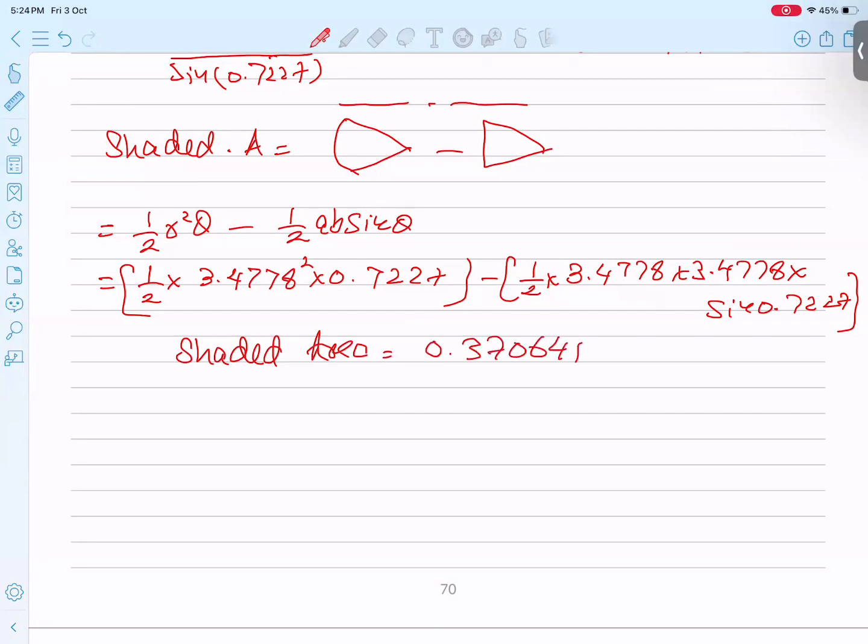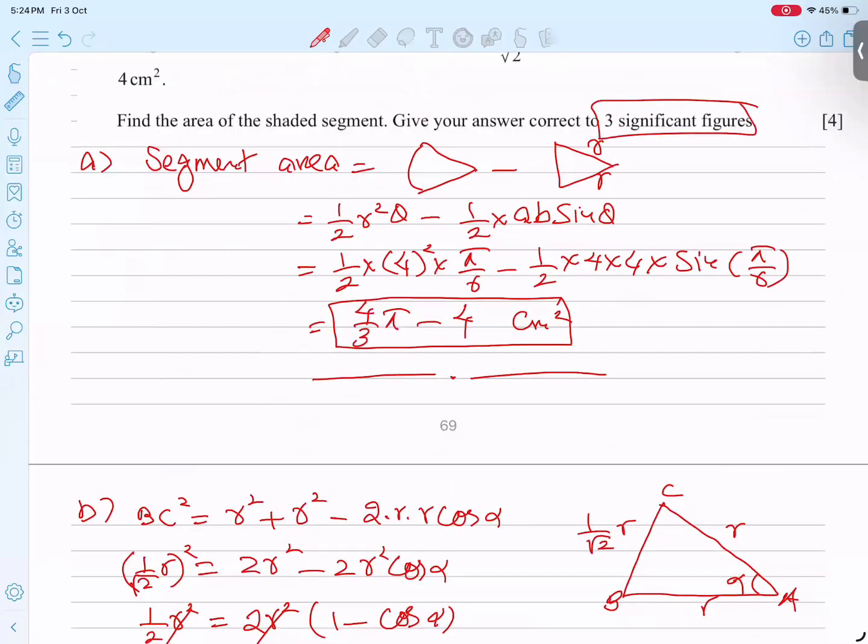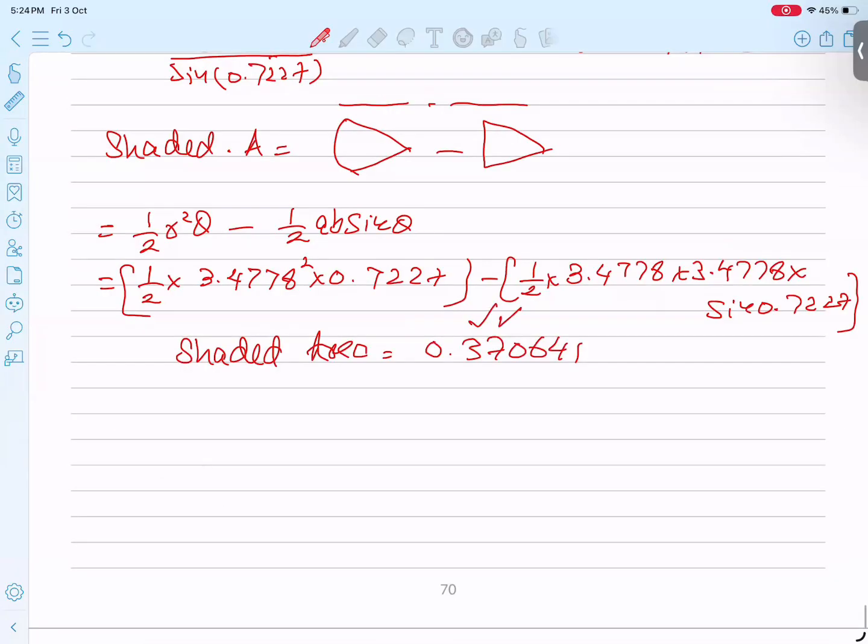0.370641. But he said 3 SF, so we have to write 3 SF. 0.371 centimeters squared is our final answer.